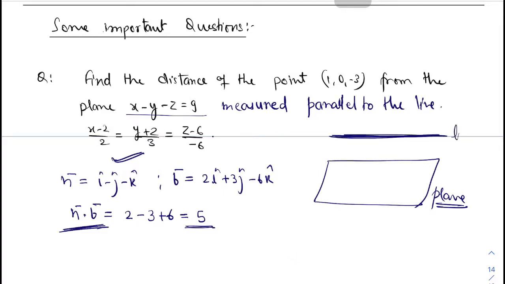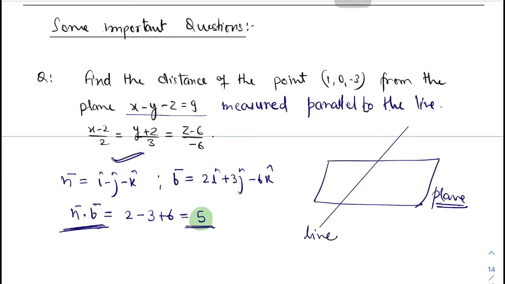because this is the line and let's say this is our normal vector. If the dot product of this normal vector and the parallel vector of the line is equal to 0, it means they are perpendicular, then the line will be parallel to the plane. In this case it is not equal to 0. It means the normal vector and parallel vector are not perpendicular, so the line is not parallel to the plane.